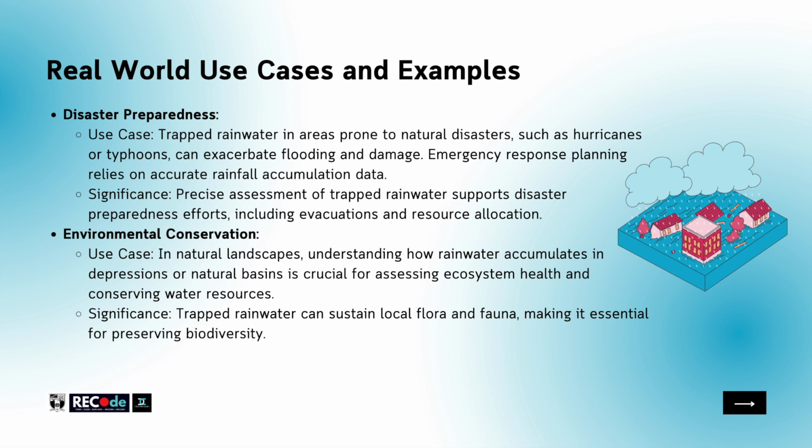Trapped rainwater in areas prone to natural disasters like hurricanes or typhoons can make flooding worse. So emergency response planning relies on accurate rainfall accumulation data. So precise assessment of trapped rainwater supports disaster preparedness, including evacuations and resource allocation.